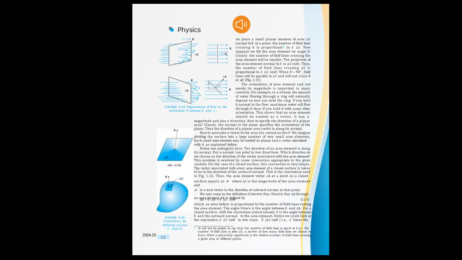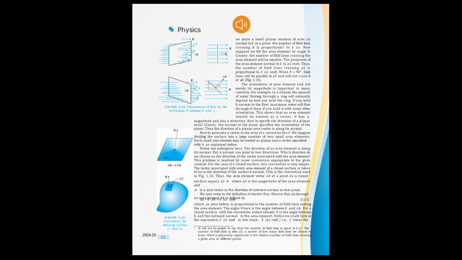How to specify the direction of a plane area? Clearly, the normal to the plane specifies the orientation of the plane. Thus, the direction of a planar area vector is along its normal. How to associate a vector to the area of a curved surface? We imagine dividing the surface into a large number of very small area elements. Each small area element will be treated as planar and a vector associated with it, as explained before.